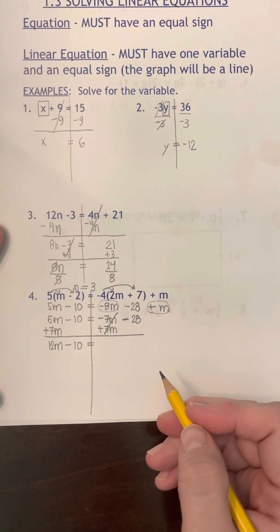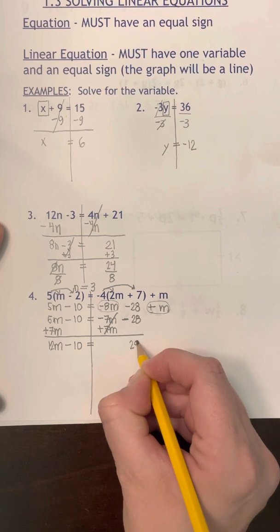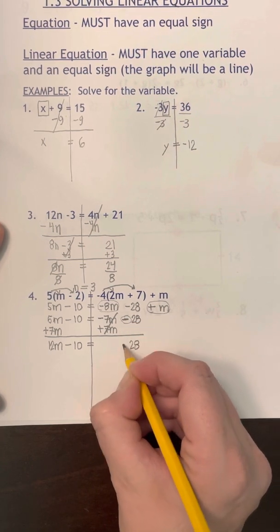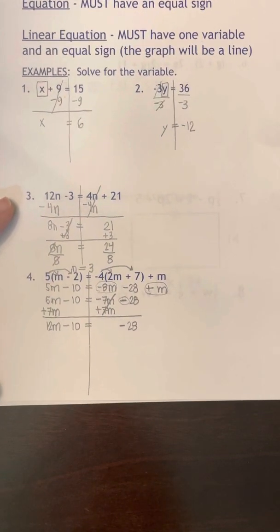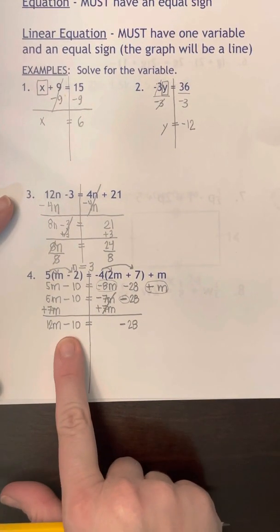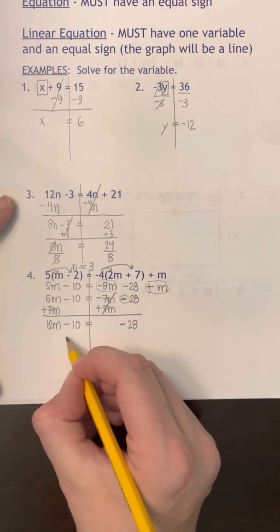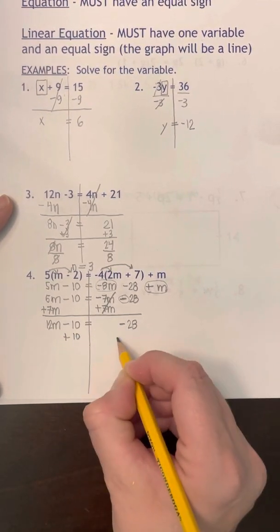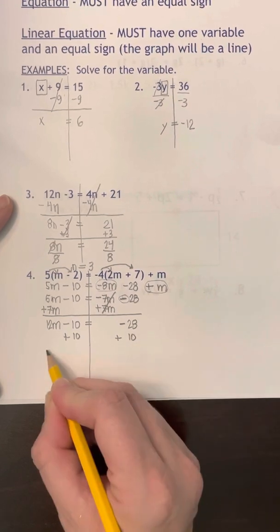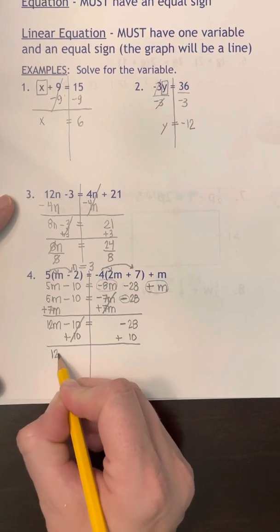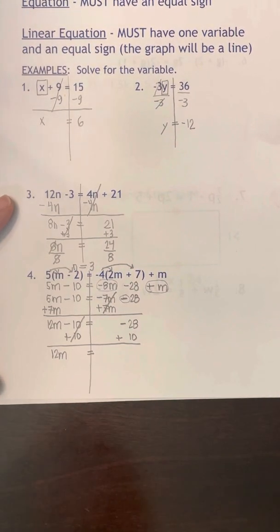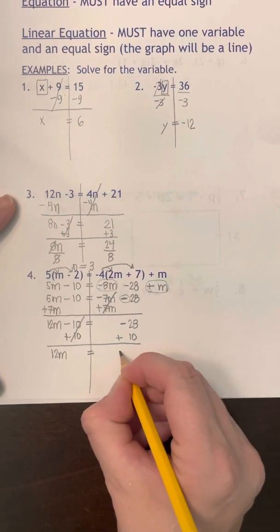On the other side, important to note, I'm not just bringing down that 28. I have to bring down that sign that's right in front of it. So that makes that a negative 28. So you got to pay attention to the sign that comes right in front of it. It's attached to the 28. Now I want to look for addition or subtraction. We've got subtraction happening over here on the left, so I'm going to undo that using addition. So those 10s are going to cancel out. I now have 12m equals negative 28 plus 10 is negative 18.